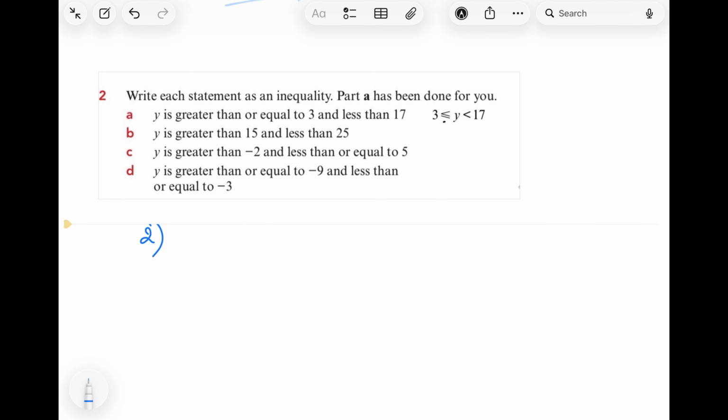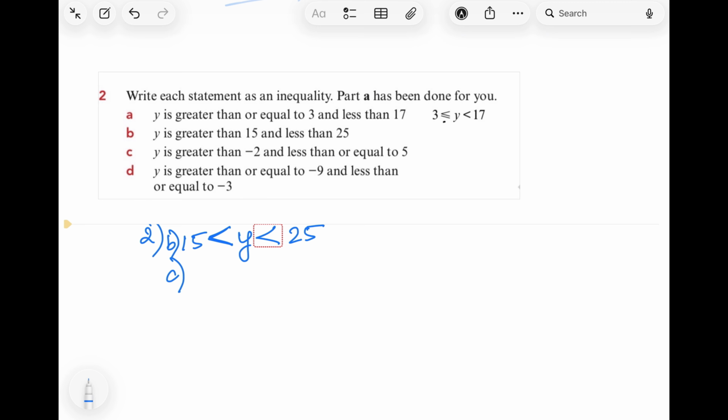For the second one, y is greater than 15 and less than 25. So we'll write y here. It is greater than 15. So then greater than sign. Y is greater than, here 15. But y is less than 25. So it is greater than, less than. It's not equal to. We will not put any sign here.